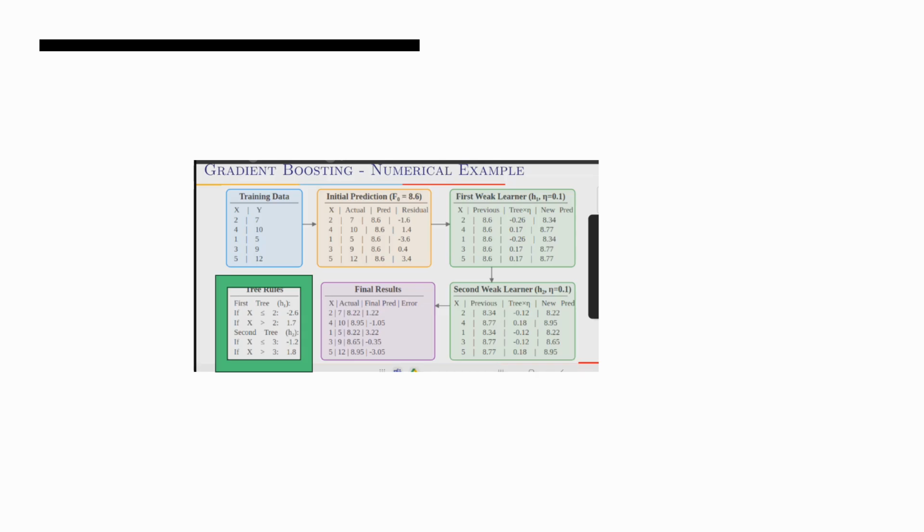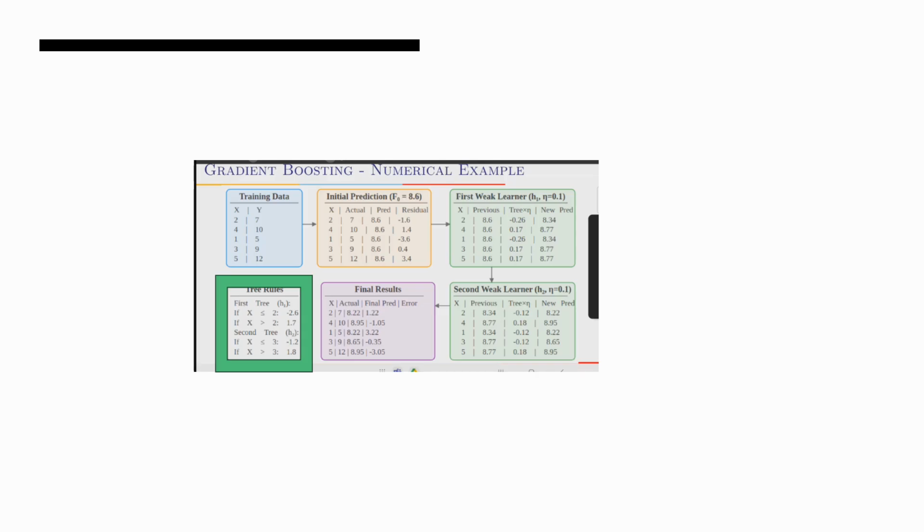Then you see at the bottom of the slide, there's something called tree rules, right? Tree rules basically give you the rules that you need to follow step by step. So the first tree rule here says that if X value is less than or equal to 2, then you call H1 as minus 2.6. So you're putting some rules over there. And if X is greater than 2, then you make it 1.7, right?